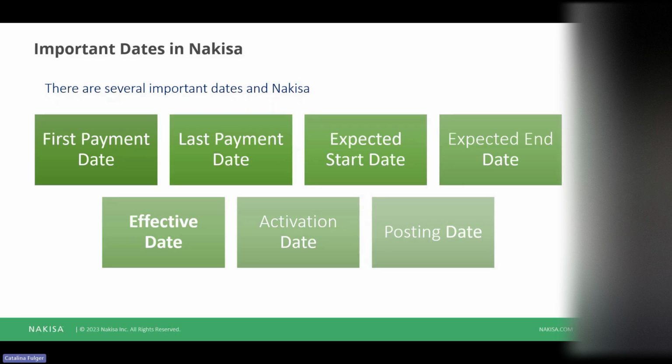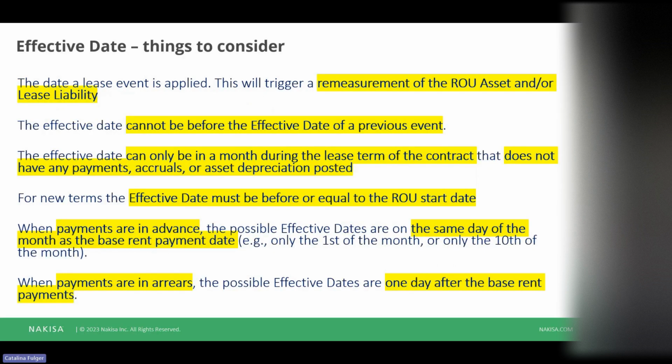And we went ahead and talked about dates for postings, and we touched upon other types of dates, but we haven't got into the dates related to lease modification, to lease events, and what we call in Nakisa the effective date. I presented this slide before, but I think it's important that we talk a little bit about the way Nakisa is treating lease events, and why it is important that you are aware of all these details.